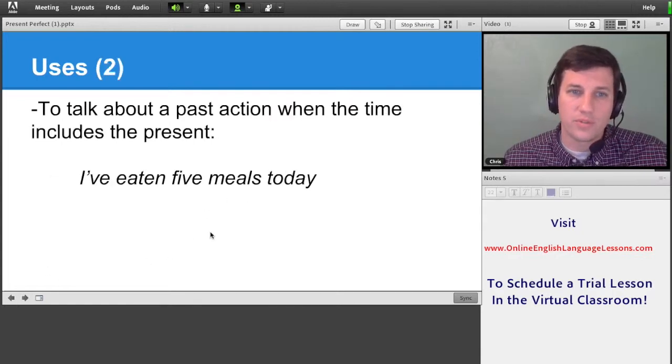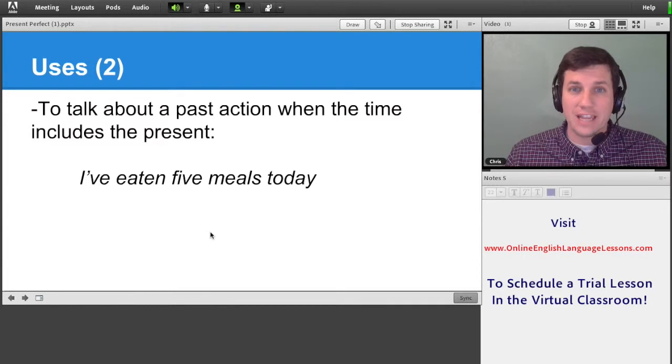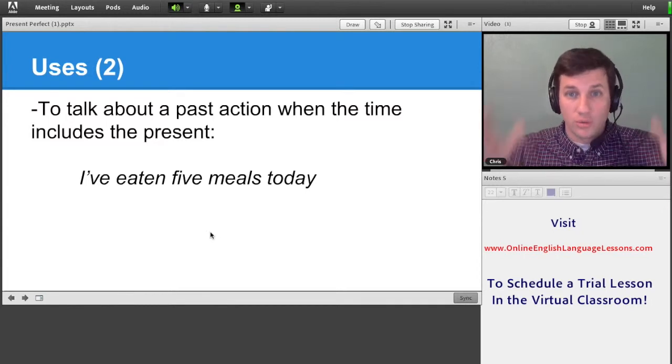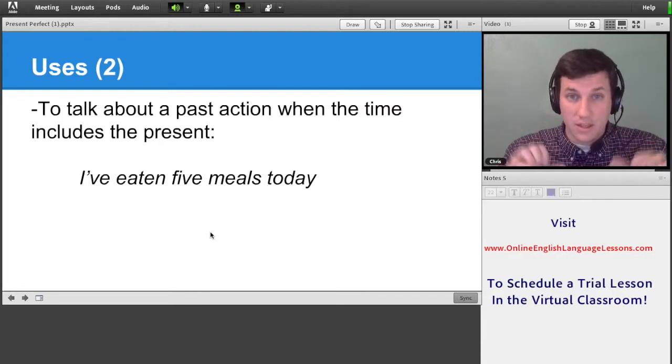Another way that we use it is we talk about a past action where the time period actually includes the present. I've eaten 5 meals today. So today is our time frame. Even though I've eaten the meals in the past, because I've eaten them in the time period that is today, and it is still today, I use the present perfect.